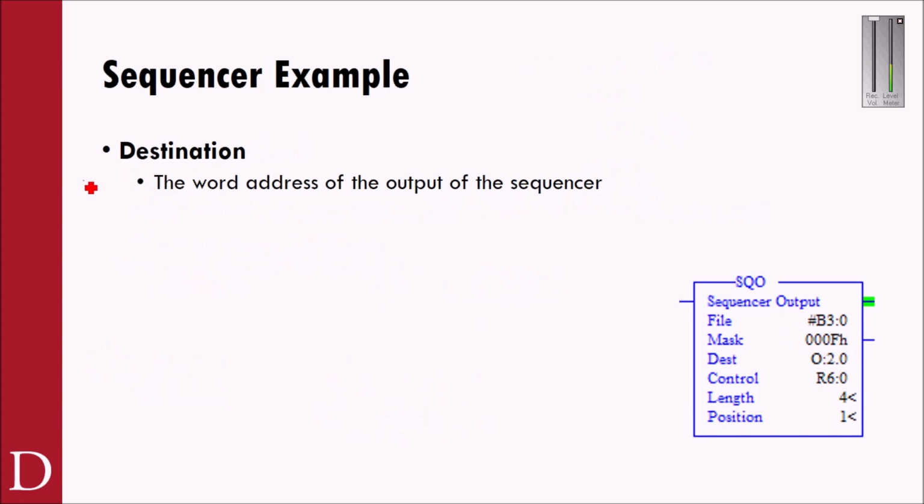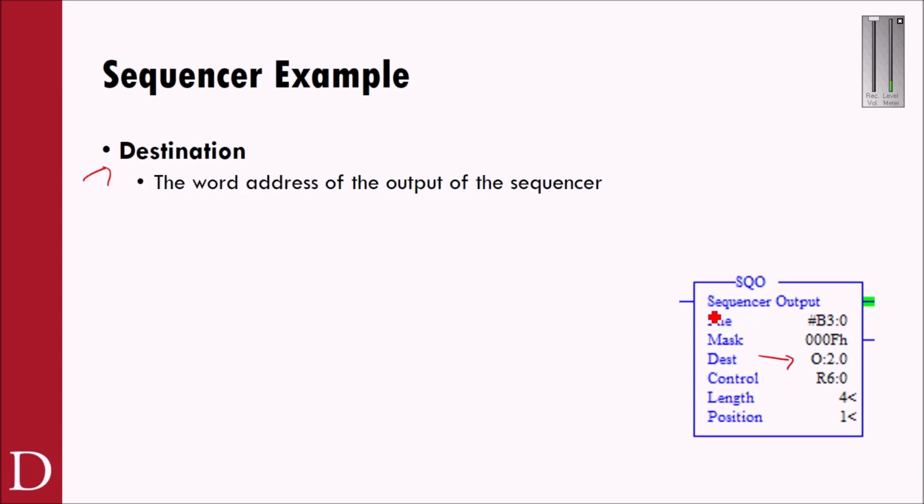The destination. So again, we're looking at that same output file that we just talked about. That destination, in our case, is going to be a word. It's going to be the output to word 0. So I could say output to O:2/1 or O:2/0, whatever the case is. In this case, I'm going to use all of the bits within the output file 2. So that's going to determine which of those I'm actually going to use.